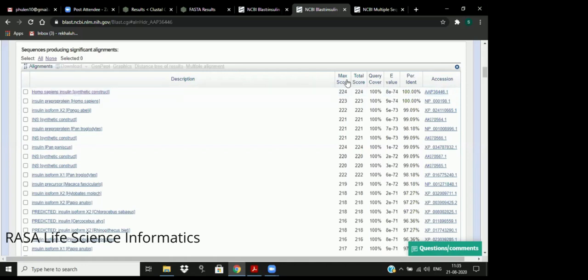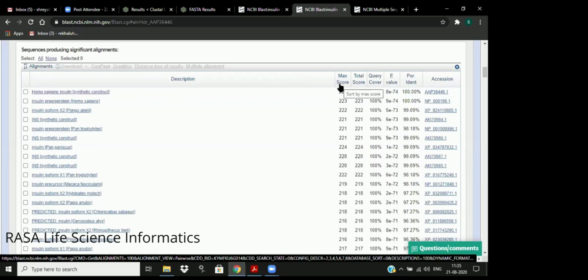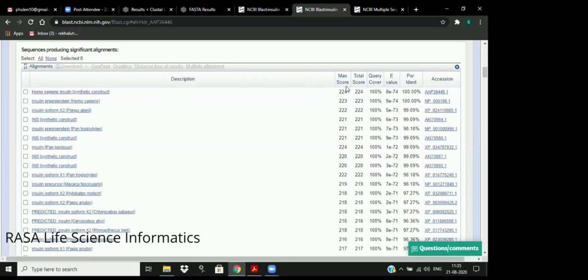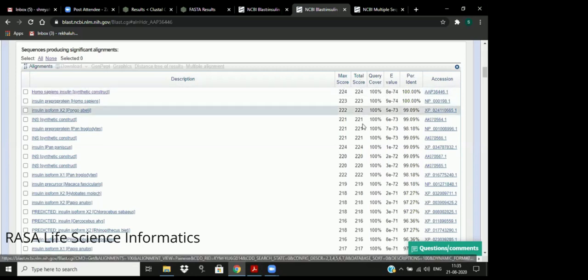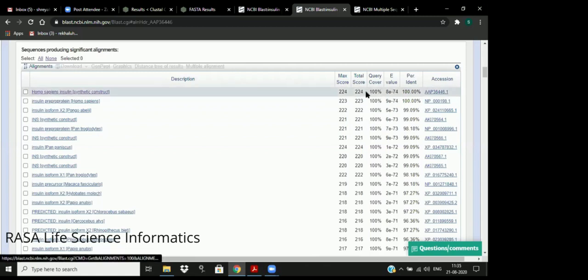That means, for the alignment between the query and the sequences shown to you, the maximum score means what you have got, the alignment score, and the total score means what the possible score would be if it were a perfect alignment. Okay. So if there is too much difference between the total score and the maximum score, then that is also bad.